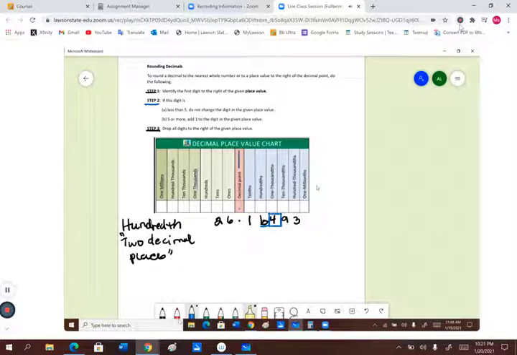Step 2: if the digit to the right is less than 5, the place value doesn't change. Since the 4 is less than 5, this number 6 will not change. It will stay a 6. So that's 26.16. And again, step 3, no other digits after that. Everything else falls off after the hundredths place. So the answer to rounding this decimal, 26.16493, to the nearest hundredth is 26.16.